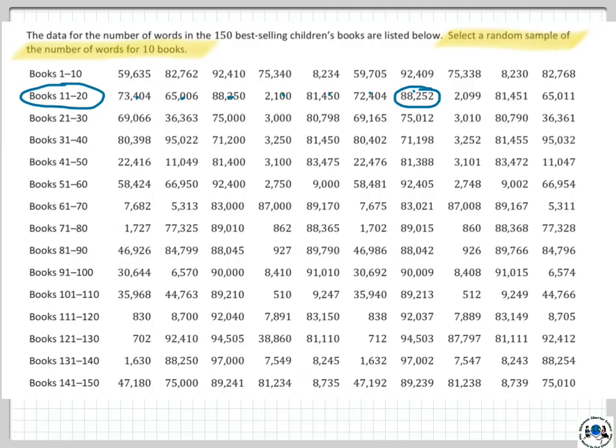So that would be your first pick, and you would write that down: 88,252. And again, like I said, no replacement. That number 17 stays out, because you don't want to choose it twice in this case. We're collecting a random sample here. So that's how that would work. For example, book number 1 is here, book number 150 is here, and I think you get the idea.